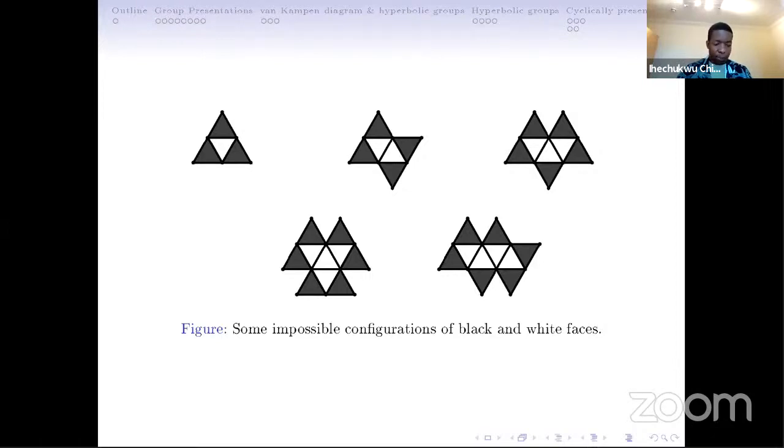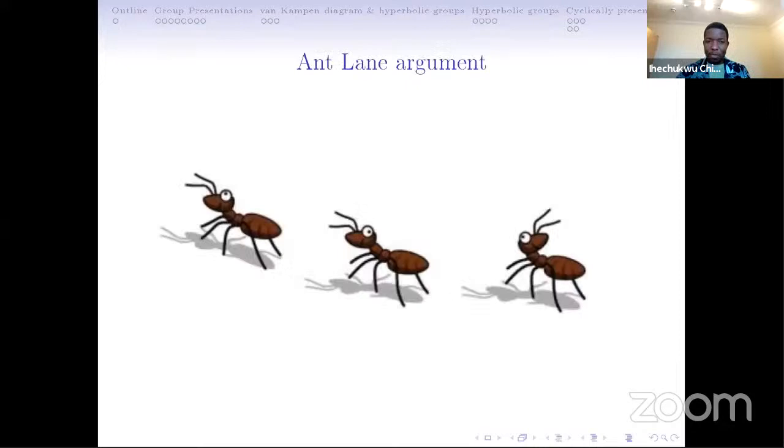we'll see. Okay, I think I need to be faster. So like I said, the point here is to redistribute these curvatures on the white faces to the black faces. So in the end, I want the sum of the curvatures to be at most minus the number of faces, for us to use that lemma to show that the group is hyperbolic. So I'm going to use something called the ant-lane argument.